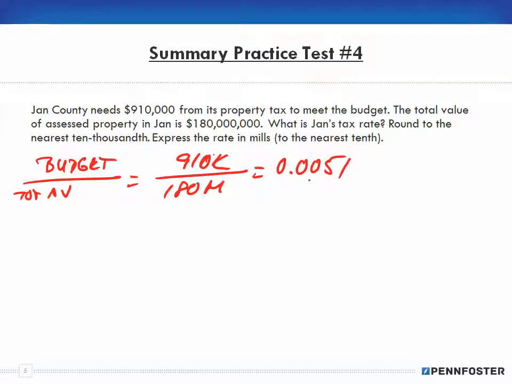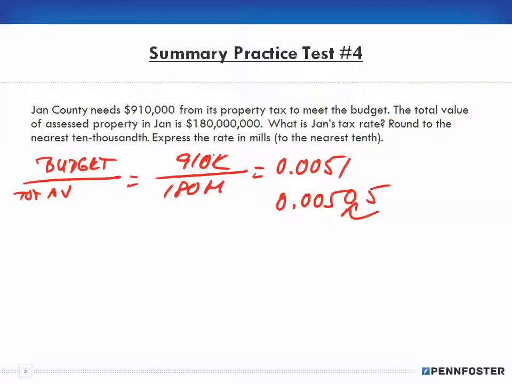And it's rounding to the nearest 10,000. Let me do that. 910,000 divided by 180, 1, 2, 3, 4, 5, 6. Come on. Nope, I didn't have enough spaces in my calculator for that one. Okay, anyway, divided by 180, 1, 2, 3, 4, 5, 6 equals 0.005055. It actually came out to 0.005055, so it's rounded up to 0.0051 there.